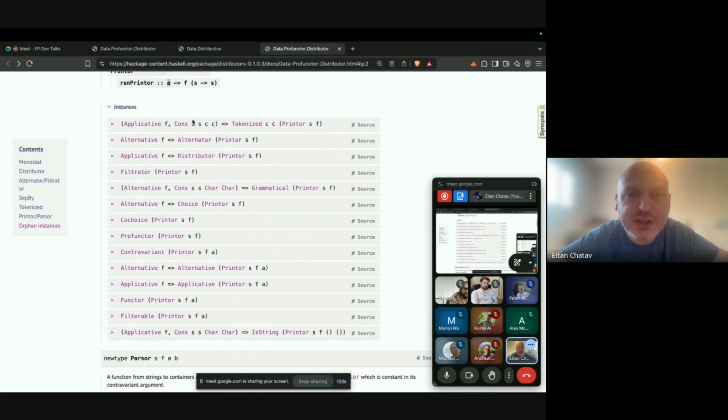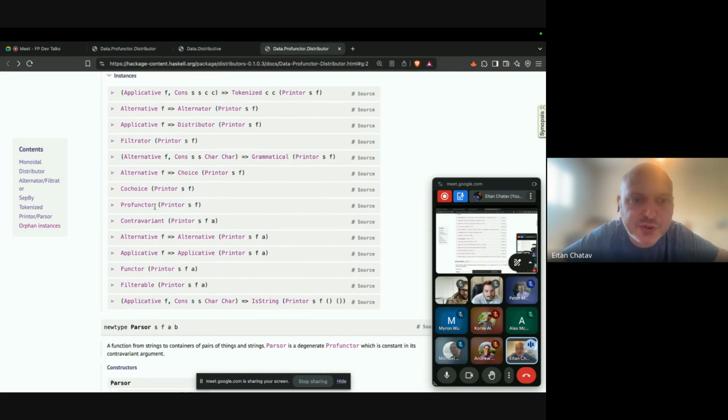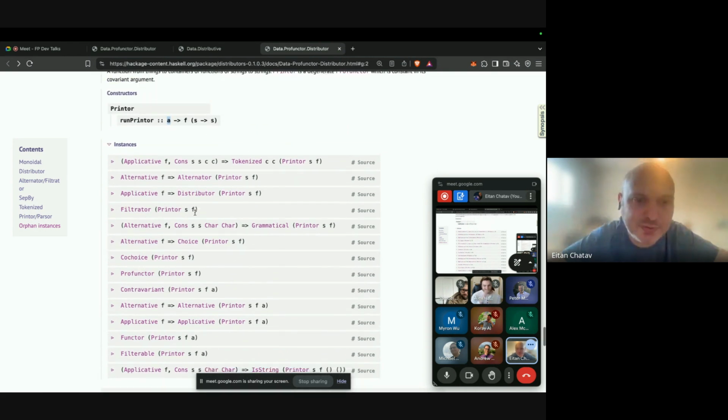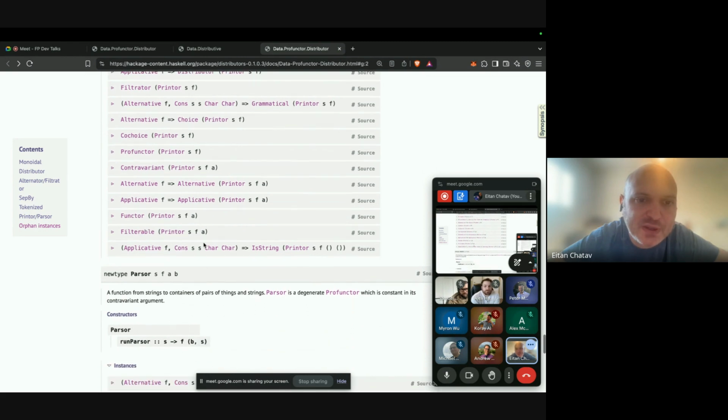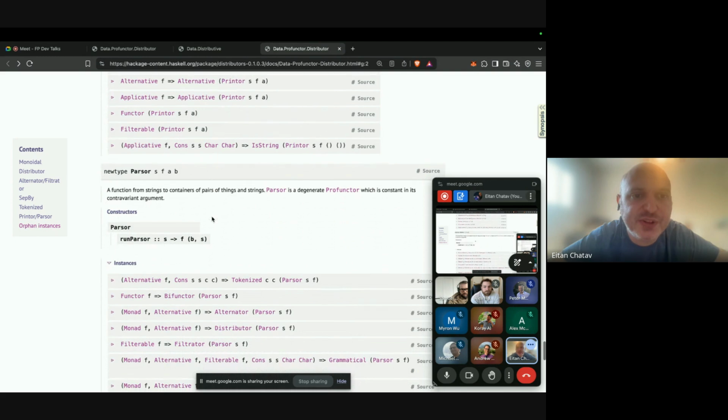And it has all of the instances we want. If our string is cons of our characters, so for instance, list is a cons of its items, then we get that our printer is tokenized. If the F is alternative, then the printer is an alternator. And if the F were just applicative, the printer would still be a distributor. The printer is a filtrator. It's choice, co-choice. It's co-choice no matter what, because it ignores one of the arguments. It's contravariant, etc., etc.